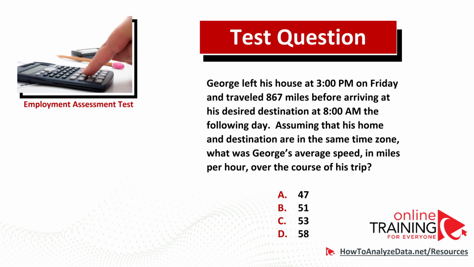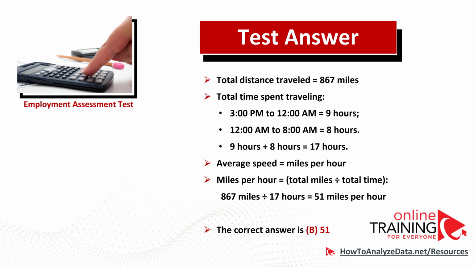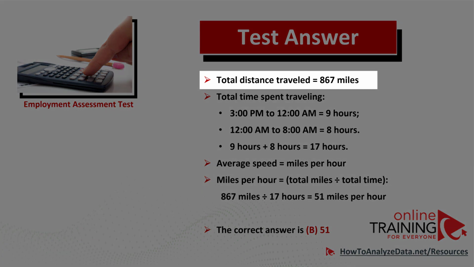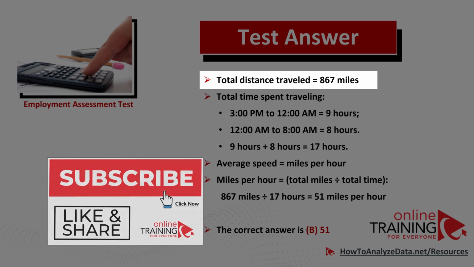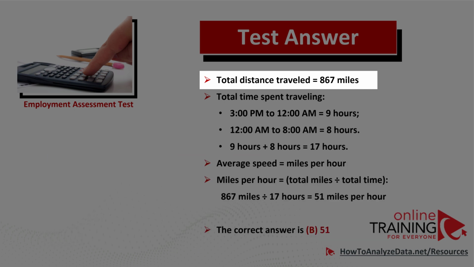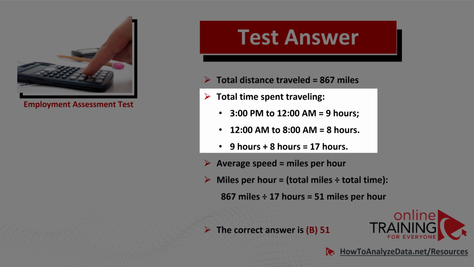And now let's go ahead and reveal the answer as we will solve this challenge together. Let's first get the facts straight to better solve this challenge. We need to get information about distance traveled, which is an equivalent of 867 miles, which is given to us as part of the problem. And now we need to calculate the total time that George spent traveling.